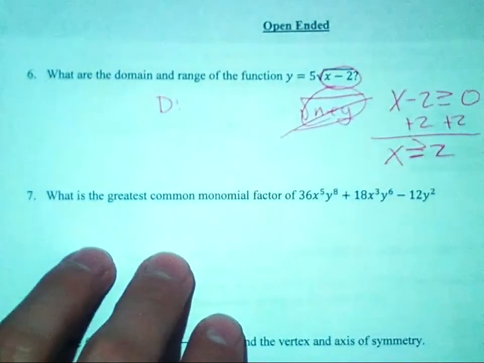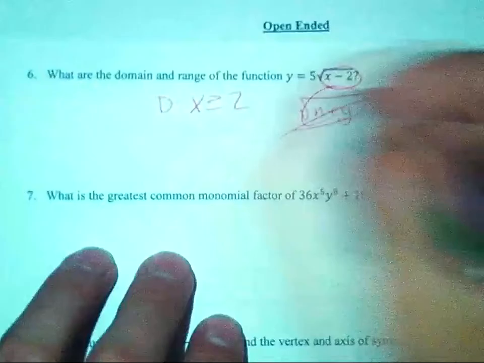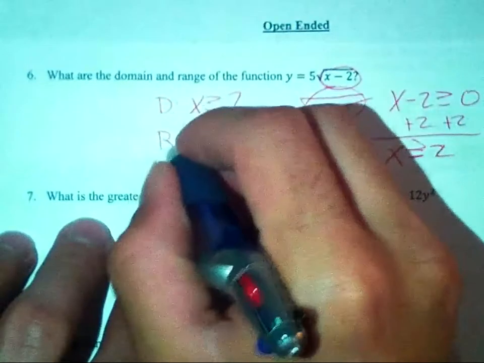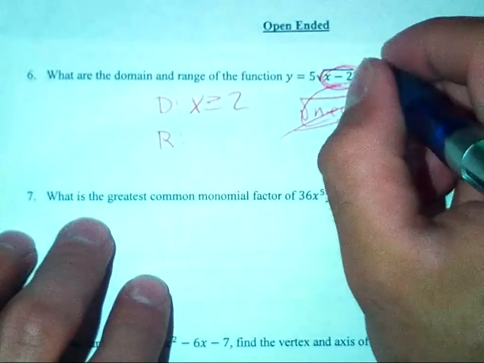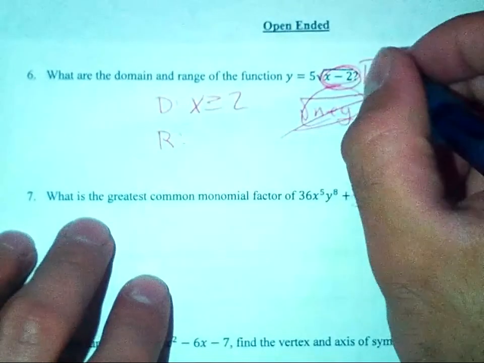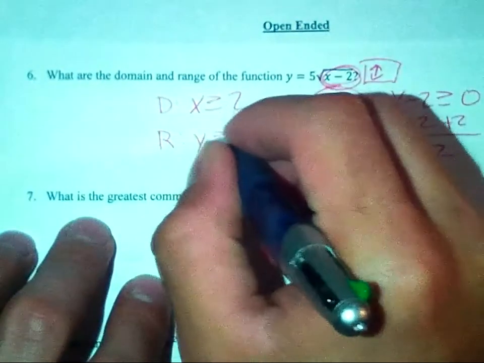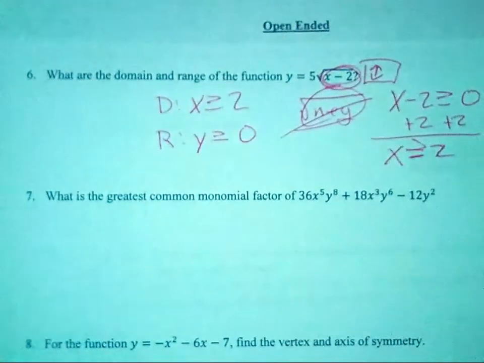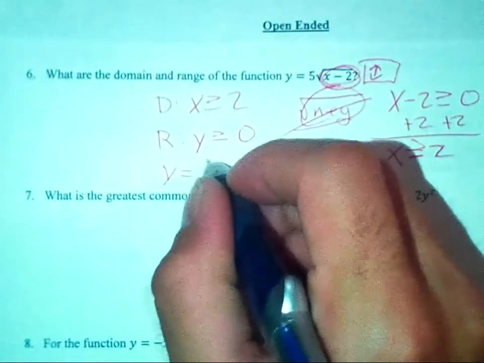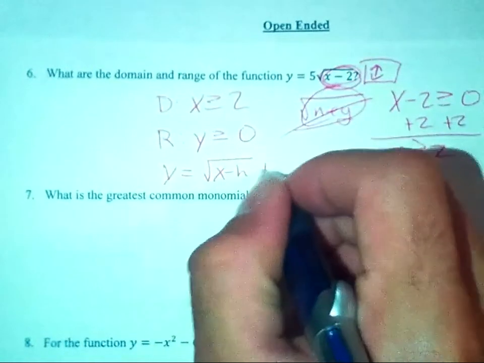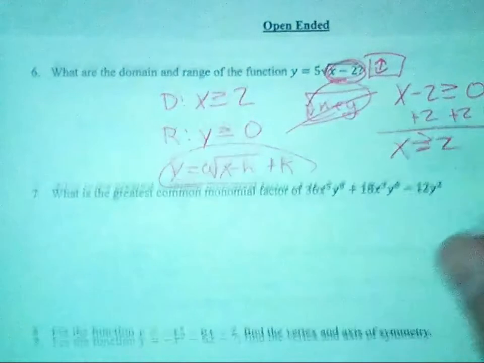Okay? Domain: x greater than or equal to 2. For our range, we have to remember, since this tells us to move left or right, whatever is going to be out here is going to tell us to move up or down. Well, there's nothing there, so that's 0. Y will be greater than or equal to 0. Alright, this is y equals the square root of x minus h plus k. That's your standard form, a in front there. Okay?